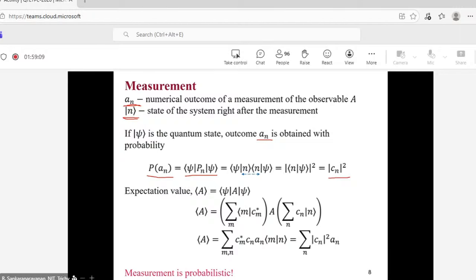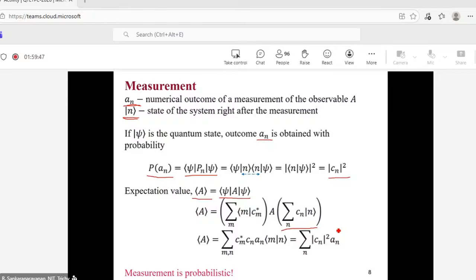And with this we can define what is called the expectation value of the operator or observable A. If the state of a quantum system is psi, and you are going to make a measurement of the observable A on that state psi, then the quantity you are going to have is called the expectation value. The expectation value is defined as <psi|A|psi>, right? So what is <psi|A|psi>? Psi is given here, and psi is given here, right?